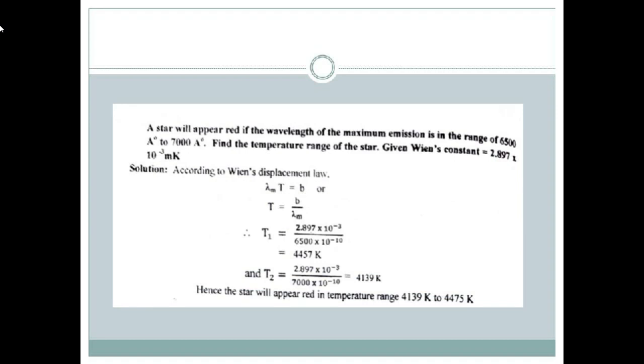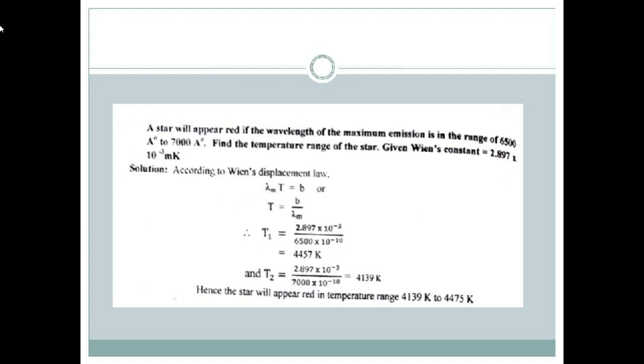A star will appear red if the wavelength of the maximum emission is in the range of 6500 Angstrom to 7000 Angstrom. Find the temperature range of the star. Given Wien's constant is equal to 2.897 into 10 to the minus 3 meter Kelvin. So according to Wien's displacement law, lambda m T is equal to B. So T is equal to B upon lambda m.